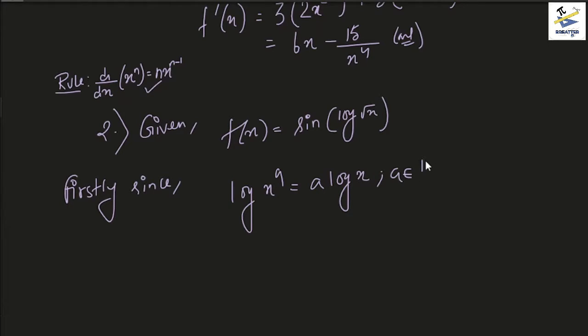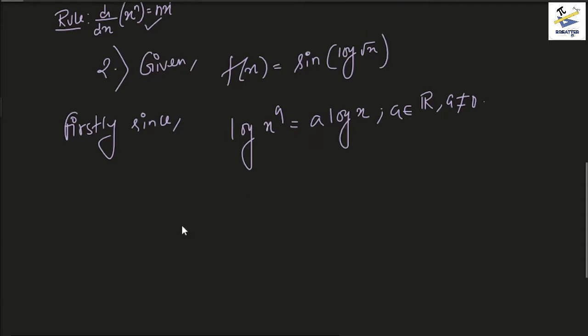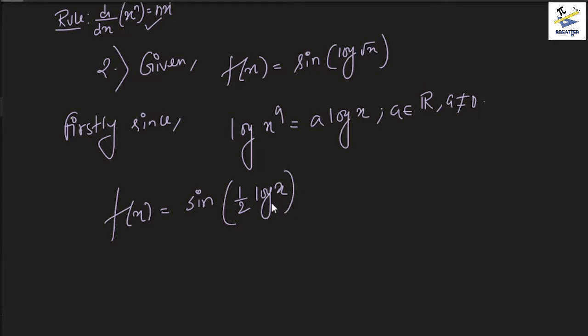So since it is true for all real a, and a not equal to 0 would be the only condition, because otherwise the value of the log becomes 0, and we do not really need this. But in that case, what we can write is f of x equals sine of half log x, right? This is because root x is simply x to the power half. So sine of log of root x would be sine of half log x.